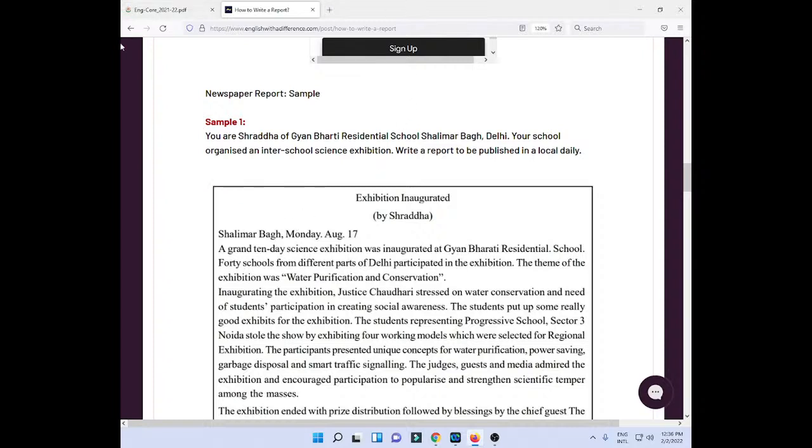So dear students, first of all, you have to see the topic. Topic is inter-school science exhibition. It means it is a report based on an incident or event. The question is now to you. You tell me, according to this question, whether this question talks about an incident or an event.